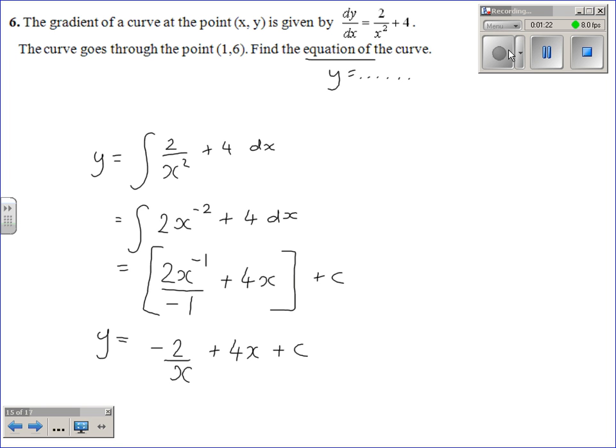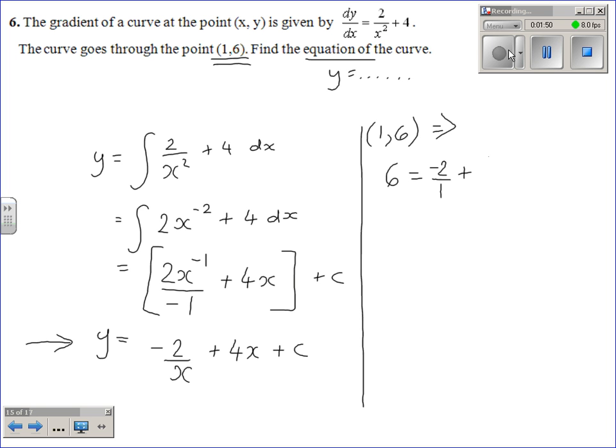Well, we've got a little bit more information in the question that we haven't used yet, and we've been told that the curve goes through the point (1, 6). So you've got an x value and a y value there. So if we substitute those in, we've got (1, 6). That implies then, so we've got y, I'm using this equation here, and just substituting into it. So our y value is 6. That equals, I'm now substituting in 1 for x. So we've got minus 2 divided by 1, plus 4 times 1, which is 4, plus c.